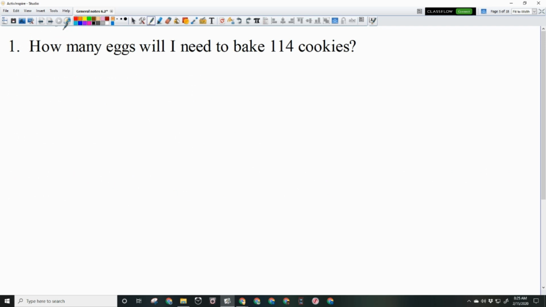Okay, so let's use the recipe that we have for some simple stoichiometry. Our first question is, how many eggs will I need to bake 114 cookies? Well, let's use GUESS. What's our given here? Our given is going to be 114 cookies. So I'm going to go ahead and write that down.